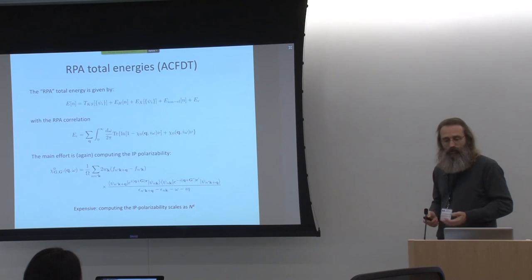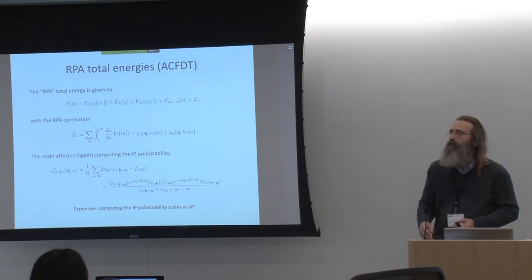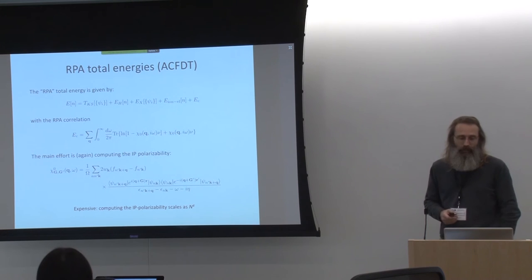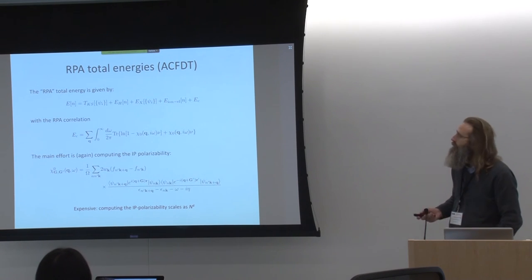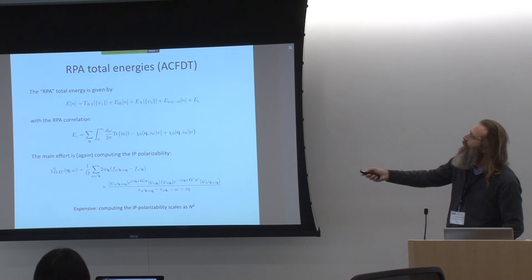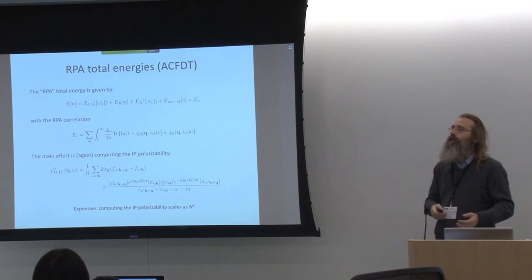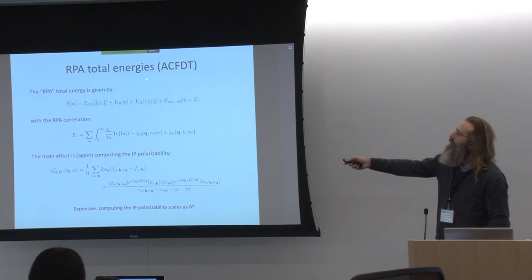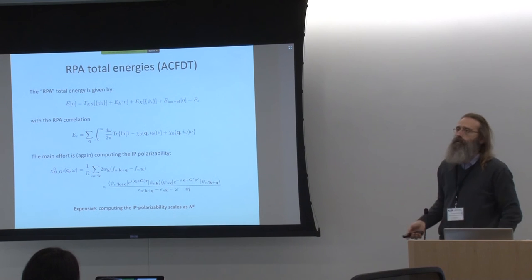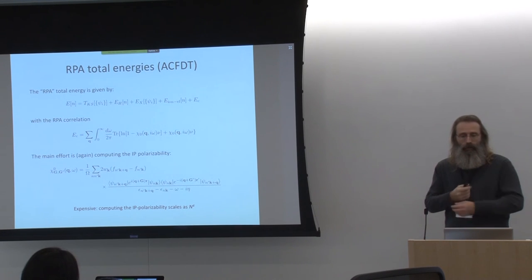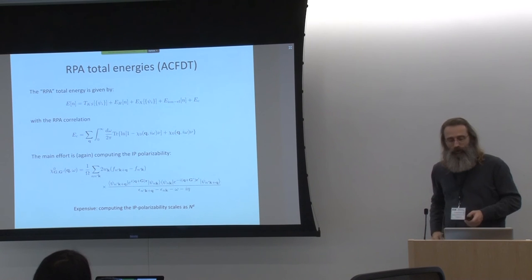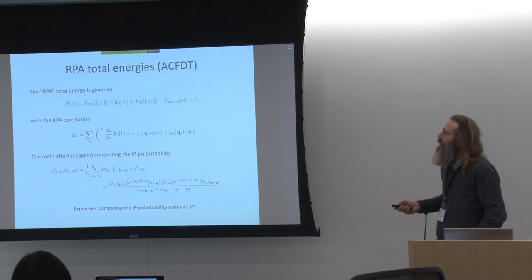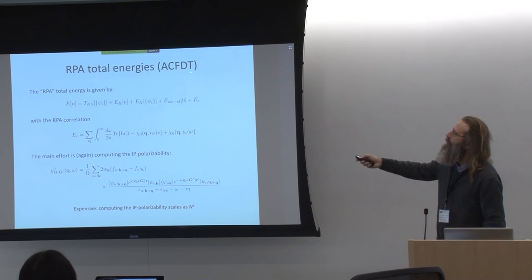So now we could ask ourselves: are these quasi-particle equations related to some total energy expression in the same sense? And actually they are. So there is something like an RPA total energy. Before we have seen RPA band structure, which was our GW, and these RPA total energies are computed in what is called ACFDT, or you can derive them in what is called ACFDT, the adiabatic connection fluctuation dissipation theorem. I won't go through any of these theorems or the proof.